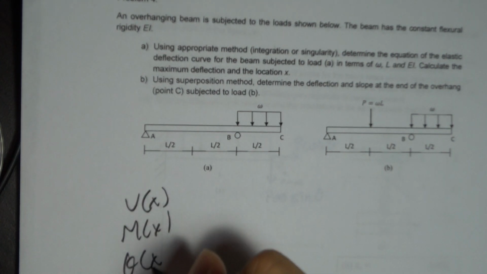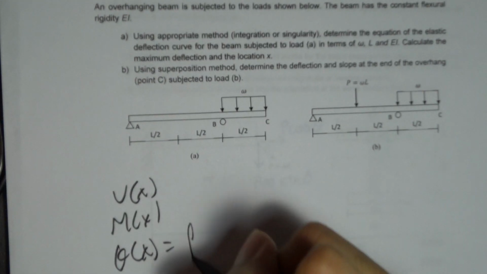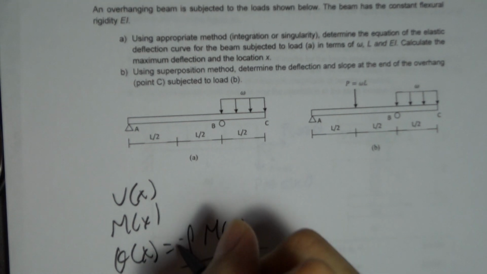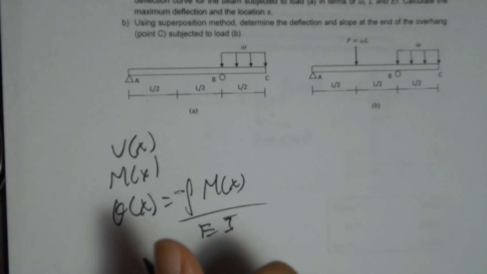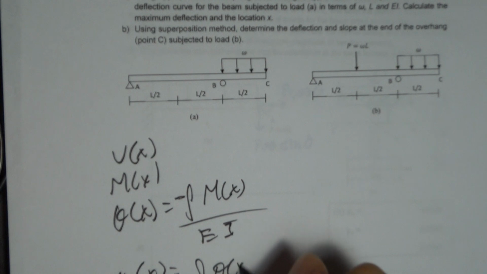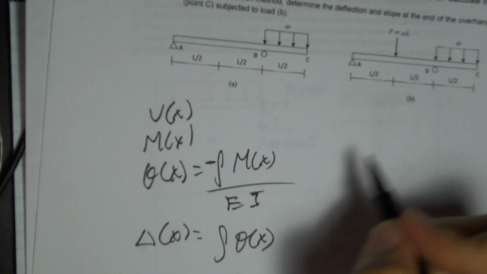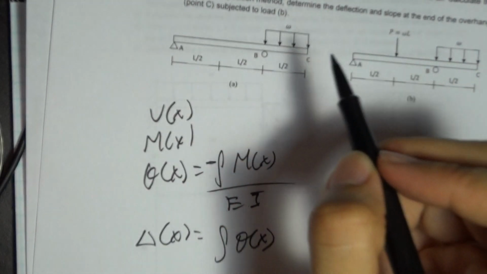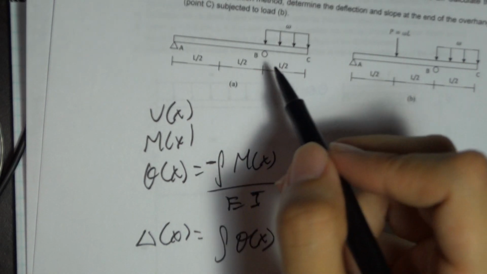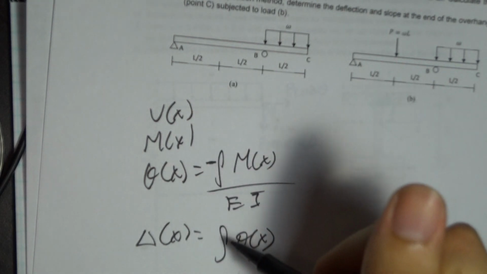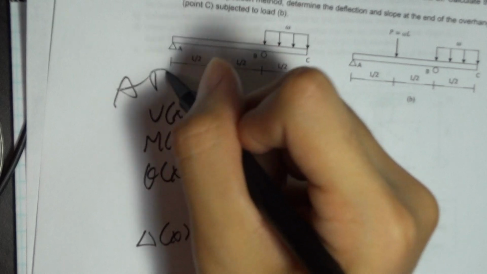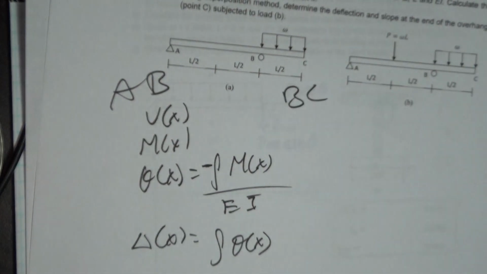Get your theta of x equals, what was it? Negative M of x over EI. And your delta x equals the integral of your theta x. Solve this for the left-hand side. You'll get some constants that you can't set equal to 0. You'll have more equations than you have unknowns, but that's okay. This is for AB. Do the same thing for BC.